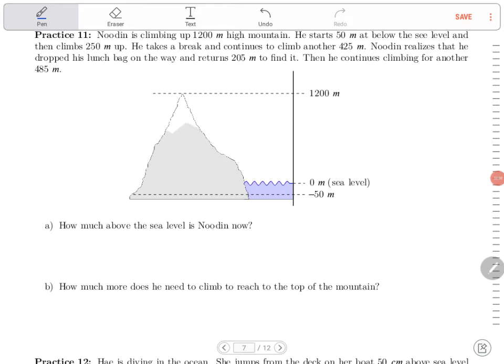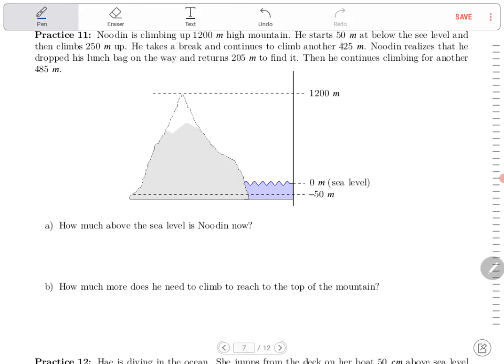Okay, let's try practice problem 11. The problem is this. Newton is climbing up a 1,200 meter high mountain. He starts at 50 meters below the sea level and then climbs 250 meters up. He then takes a break and continues to climb another 425 meters. Newton then realizes that he dropped his lunch bag on the way and returns 205 meters to find it. Then he continues climbing for another 485 meters.